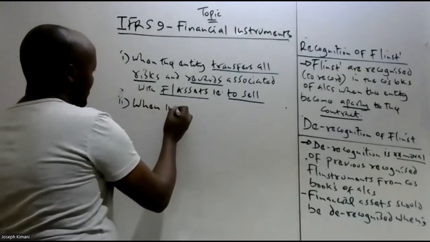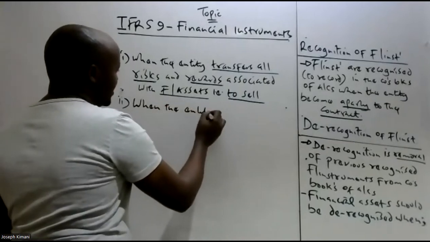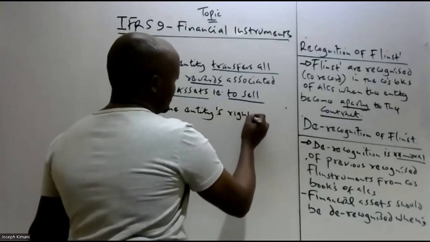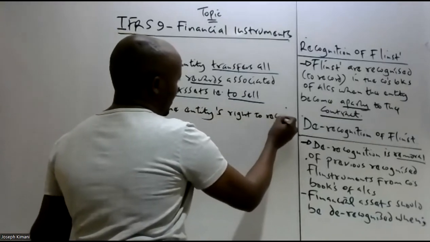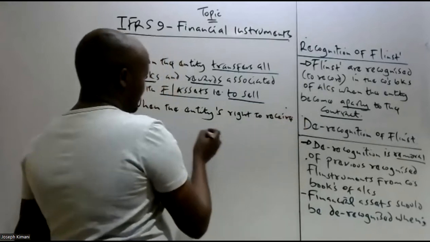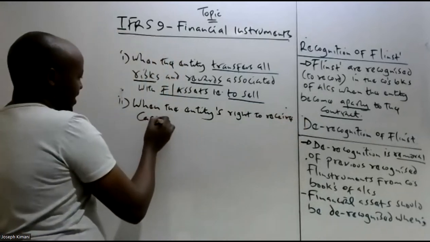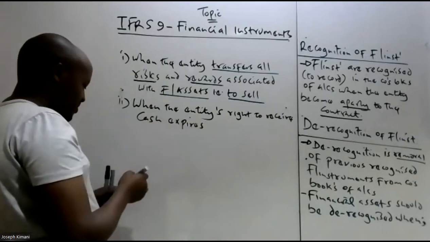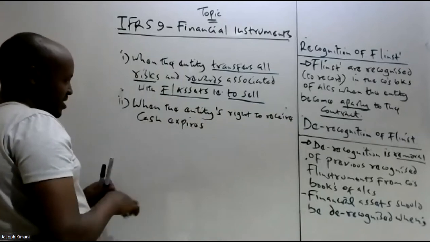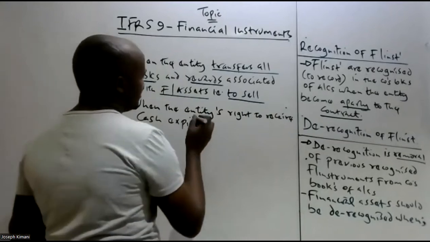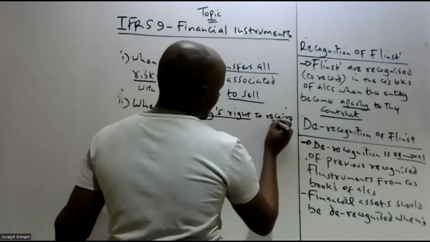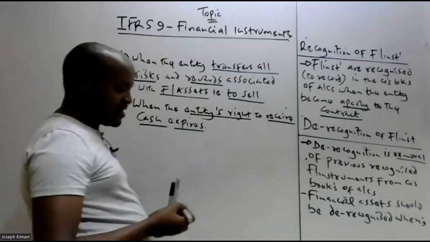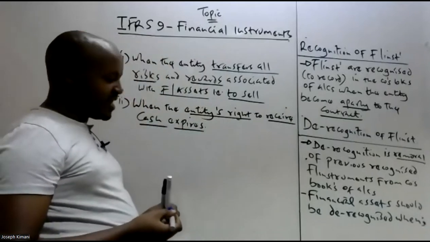Number two, when the entity's right to receive cash expires, or basically it has come to an end. The entity's right to receive cash has expired. What do we mean by this?